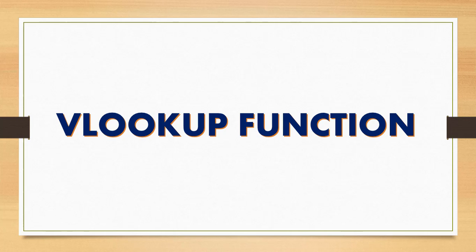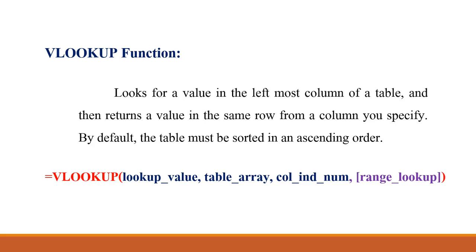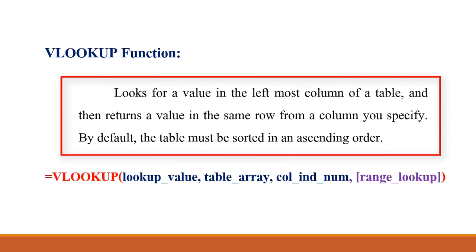Hi friends, in this video tutorial we'll discuss an important function called VLOOKUP. We'll see what a VLOOKUP is and its exact definition. It looks for a value in the leftmost column of a table and then returns a value in the same row from a column you specify. By default, the table must be sorted in ascending order. Simply put, we are looking for a value in a table based on the column index number.